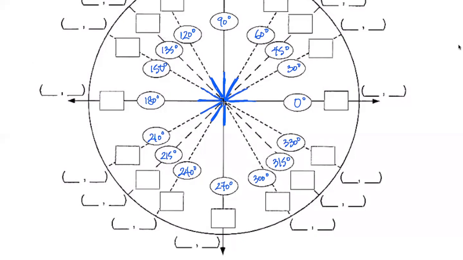Wait, would it be 245? Where? 215 and 30? Oh, did we make a mistake there? I think it should be 245. 245 would make it bigger than the 240 though. I think the 215 is supposed to be 225 degrees. 225, good catch, good catch. All right, so 225. Okay.